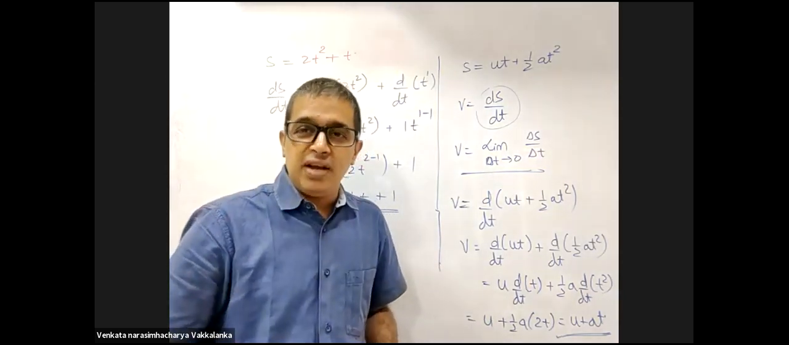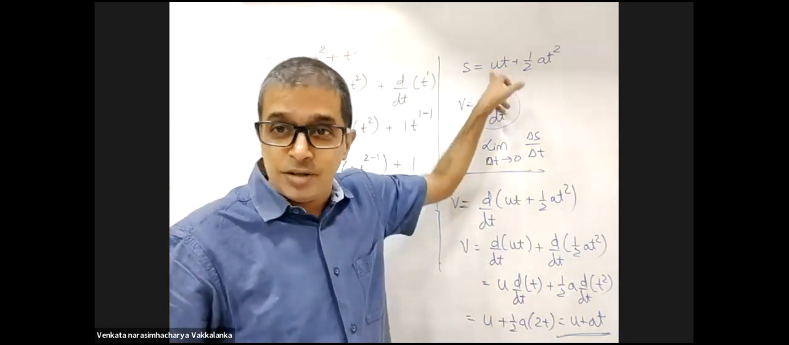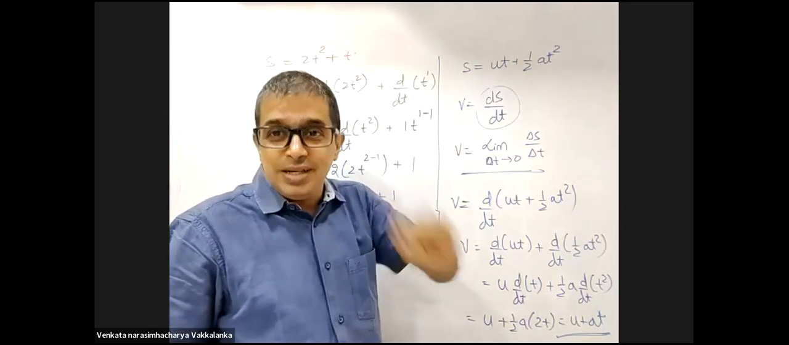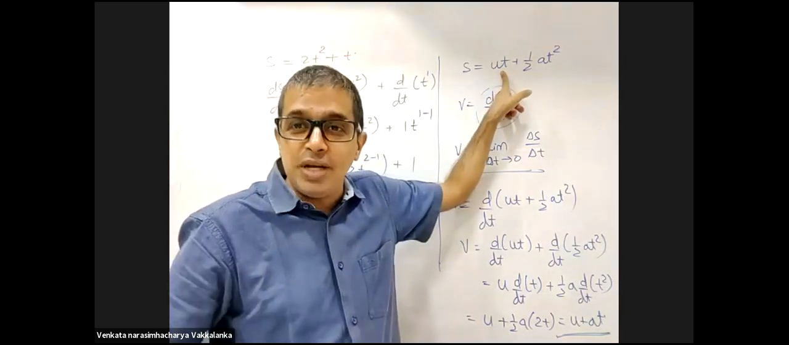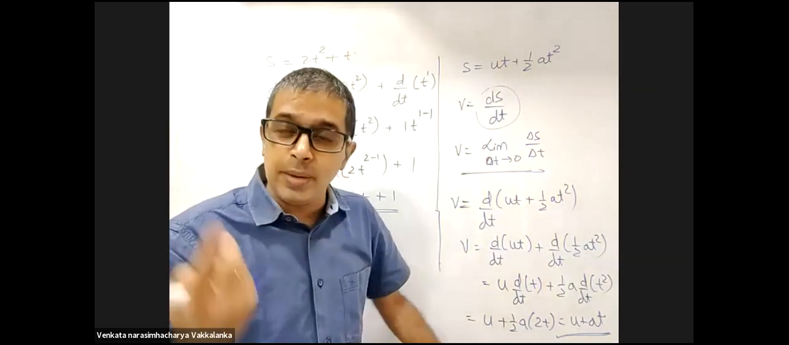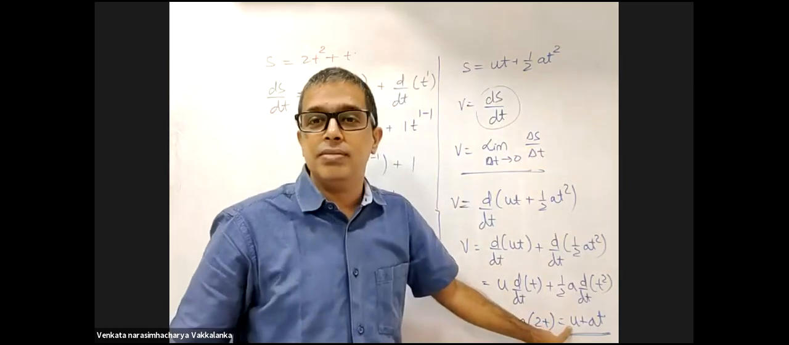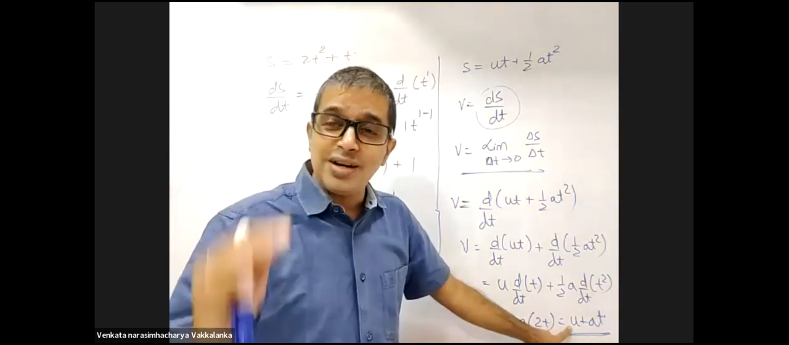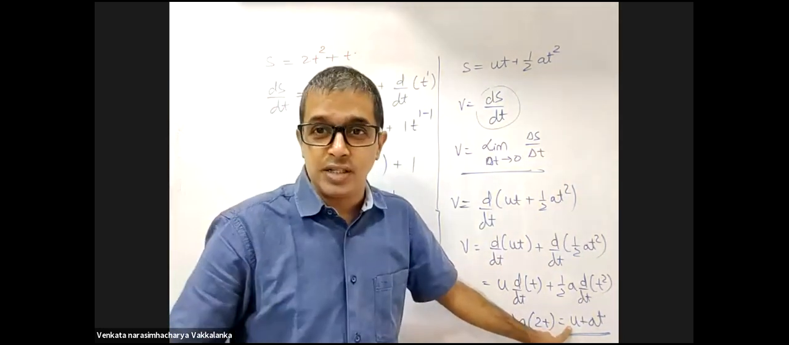It may sound funny. Where from did you get this formula then? This also needs to be derived. ut plus half at square will be derived from the basic concept. It's slightly funny that I'm doing it this way. Very orthodoxly, this equation is got from here. I'll show you how once we deal with integration, the reverse of differentiation.